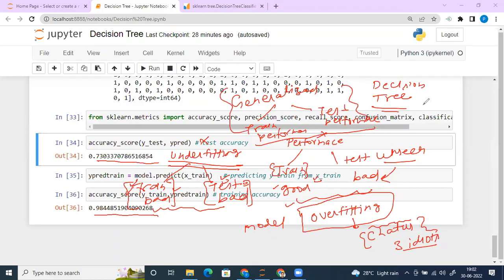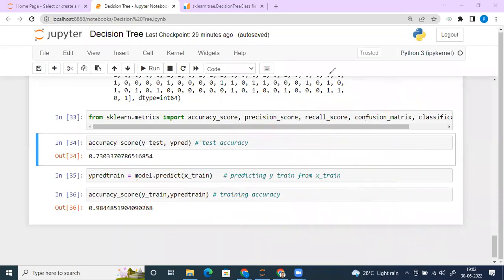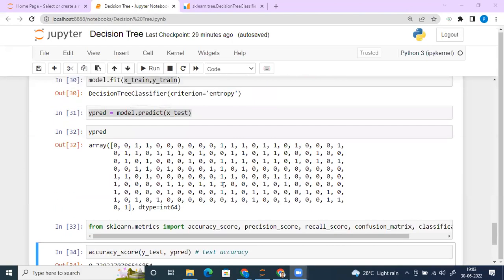The decision tree algorithm has a drawback: it's prone to overfitting. But we can control that. So how can we control that? Let me show you a small glimpse. See, what is my training accuracy right now? Training accuracy is 98%, and test accuracy is 73%. Let me come back.